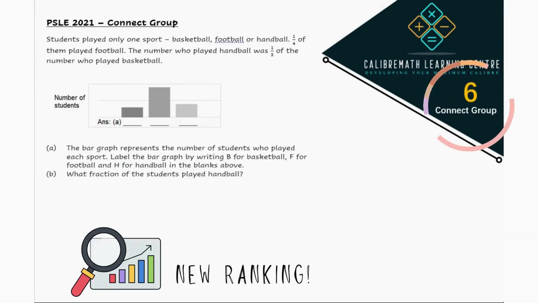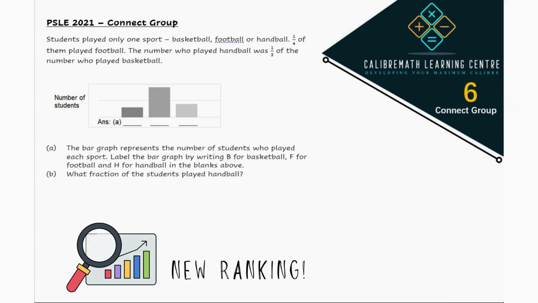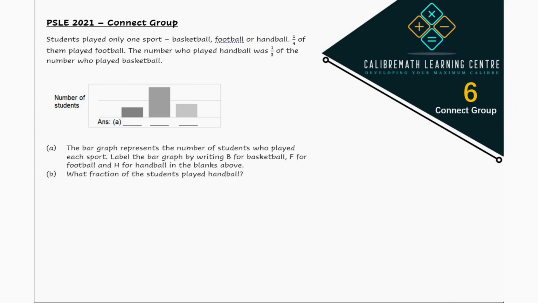Moving on to the sixth strategy, we have Connect Group. This strategy has climbed one rank from 7th in 2022 to 6th in 2023. Connect Group is a relatively straightforward strategy on its own, and it is also common to see it applied in conjunction with another strategy, such as what remains the same, or sets ratio, within a question. Now let's explore how we can use Connect Group in this PSLE question from 2021.